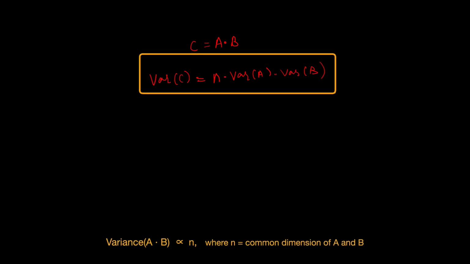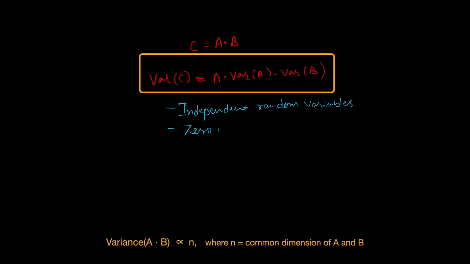If you want to know by exactly what factor the variance increases, then you can say that the variance of some matrix C that was generated after the matrix multiplication of A and B will be equal to n times variance of A times variance of B. This condition will hold true if we assume that the entries inside the matrices A and B are independent random variables with zero mean, and assuming that the entries of A and B have identical variance.